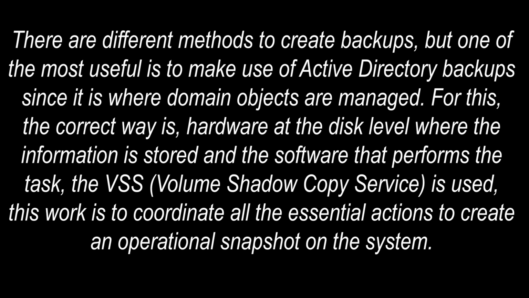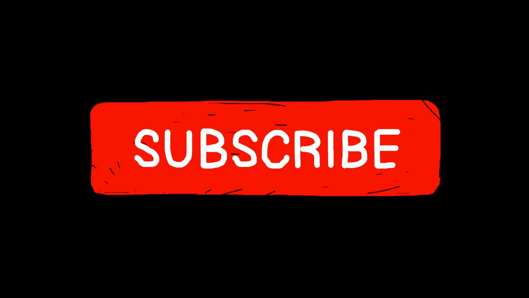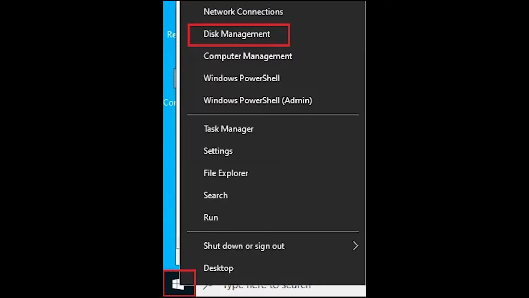For this, the correct way is hardware at the disk level where the information is stored, and the software that performs the task, the VSS, Volume Shadow Copy Service, is used. This works to coordinate all the essential actions to create an operational snapshot on the system. Let's see how to create an Active Directory backup in Windows Server 2022.